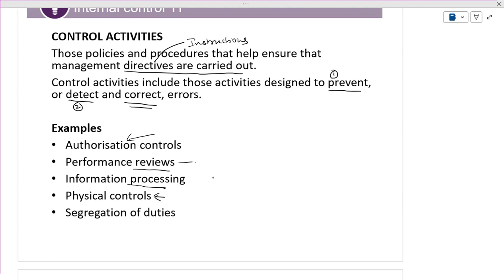And apart from that, we have done segregation of duties again and again. If you work on these 5, we can easily solve any question. We have the concepts of authorization, performance reviews, information processing, physical controls over assets, and most importantly, segregation of duties.